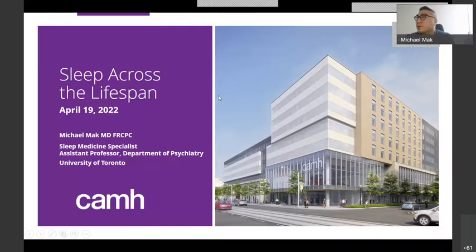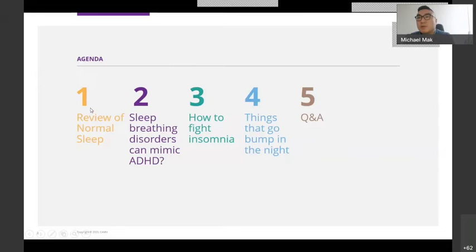This is today's agenda. First off, we're going to review what normal sleep looks like, because it's important for us to have an understanding of what normal sleep looks like before we start talking about things that are abnormal with sleep and steps to take to improve it. After review of normal sleep, we're going to talk about sleep breathing disorders and how they can mimic ADHD symptoms.